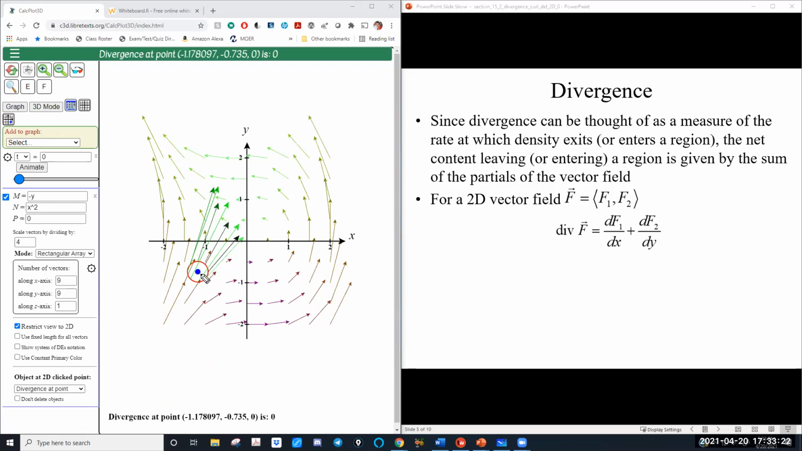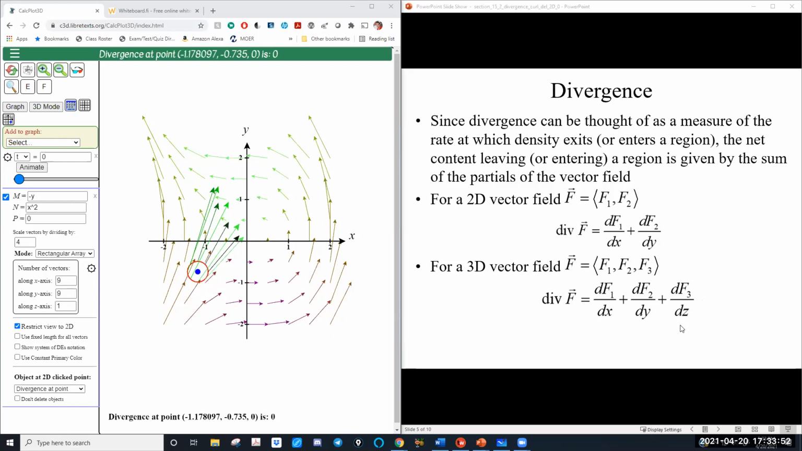And just because our divergence is 0 doesn't mean that we don't have things going in and outwards from the point. What it means is they cancel each other out. There's as much going in as there is coming out, which is why we're getting a divergence of 0. For the 3D divergence, all we do is add on that third component. Again, very easy to calculate.